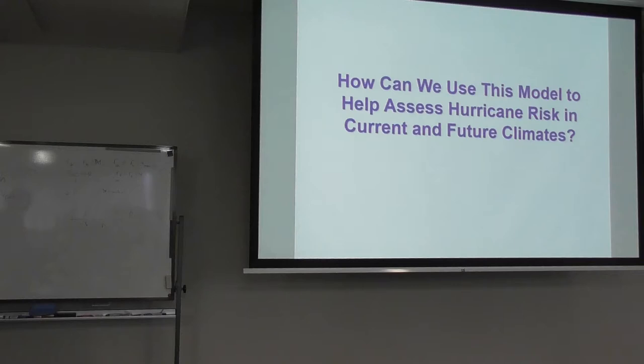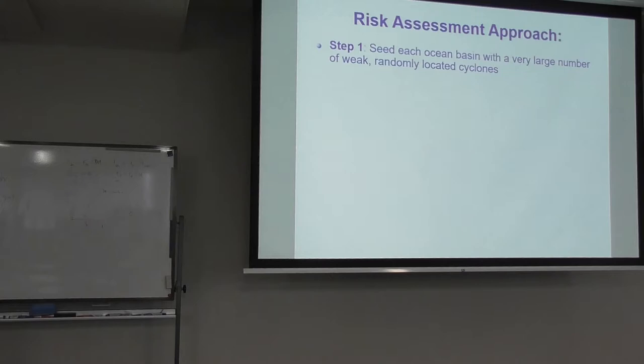So can we take this and use it to assess long-term cyclone risk, both in the current and future climates? What we do, it's pretty radical, I didn't actually think it would work. The CHIPS model only forecasts intensity, it doesn't forecast the track, and it doesn't forecast the genesis. So if we're going to have a risk model, we better understand how to do genesis, and we better understand how to do the tracks. What we do, it's a pretty radical idea, is the genesis is pretty simple. We randomly seed the entire ocean with a very large number of weak protocyclones, weak tropical cyclones. We call them seeds.